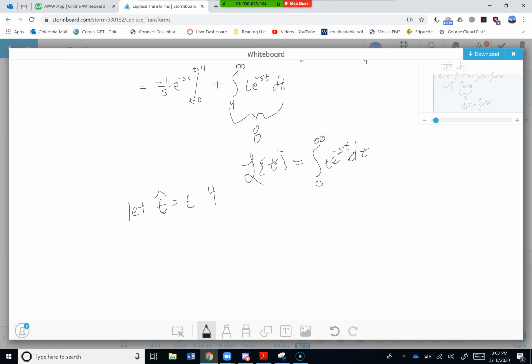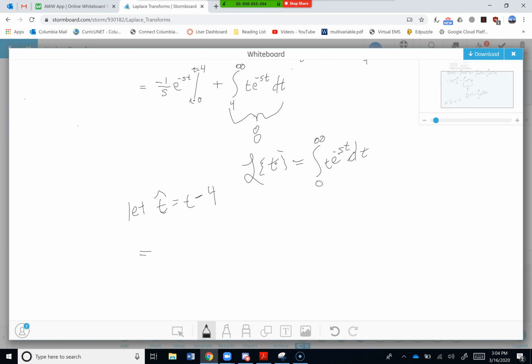If the bounds on my integral start at t is 4, and I need them to start at t is 0, what's the adjustment I need to make? Minus 4. Yeah, I think I need to let t hat, my new t, be the old t minus 4. You guys feel me on that? Okay. So then I'm going to make that substitution.